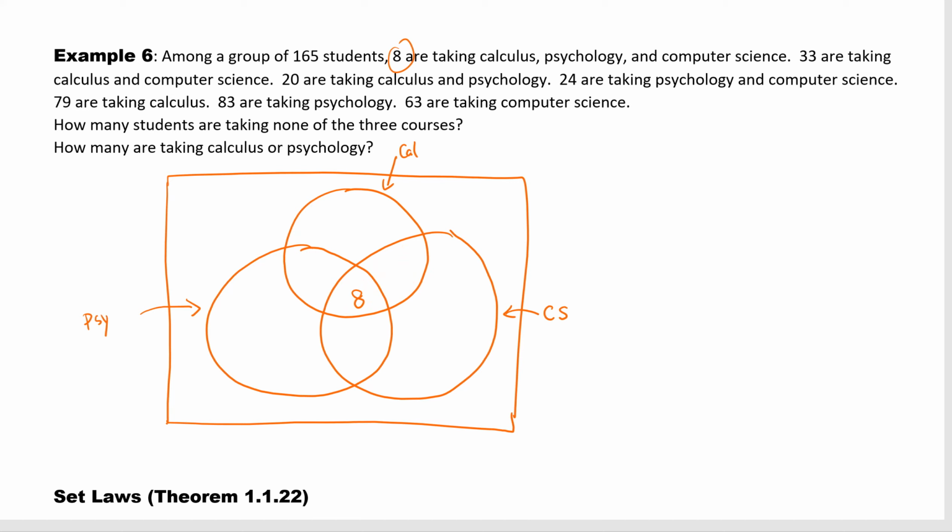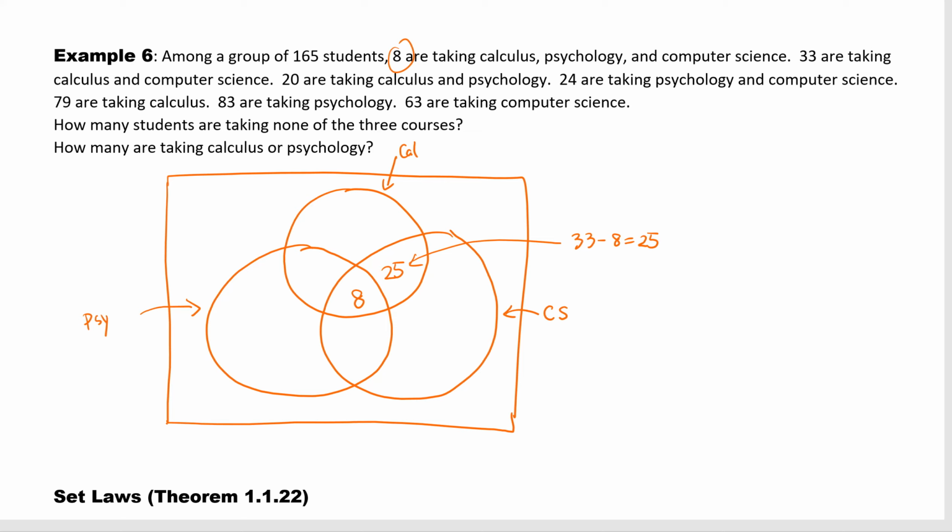Then how about this guy? Well, because this total piece is 33, then this piece is 33 minus 8. So here is 33 minus 8, which is 25. So this is 25. This region is taking calculus and computer science, but not psychology.